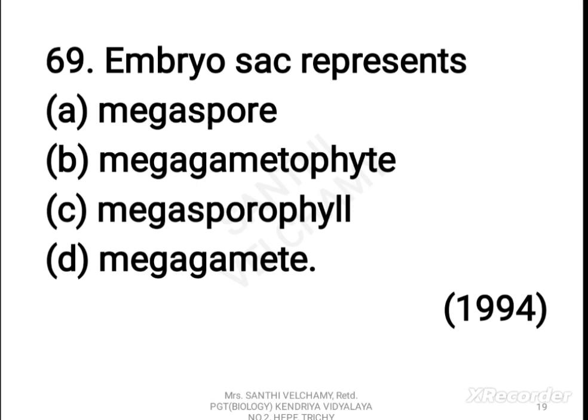Now next question. Embryo sac represents A. Megaspore, B. Megagametophyte, C. Megasporophyll, D. Megagamete. The correct answer is B. Megagametophyte.